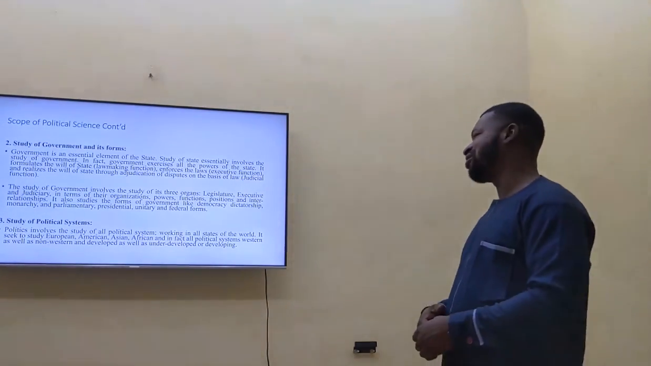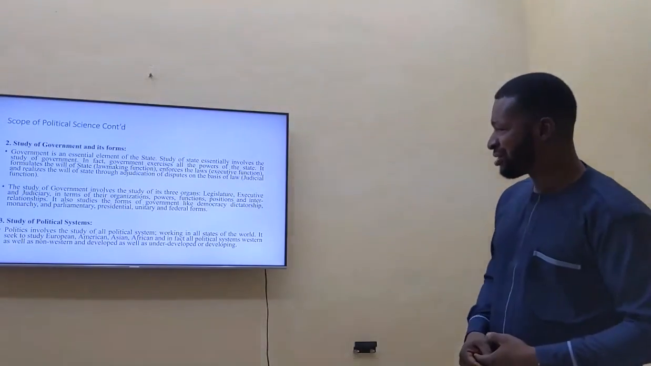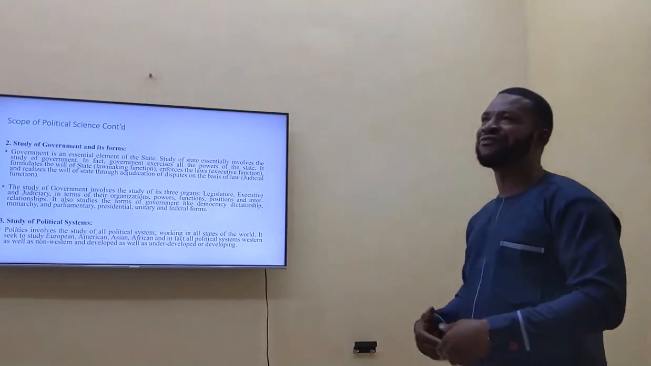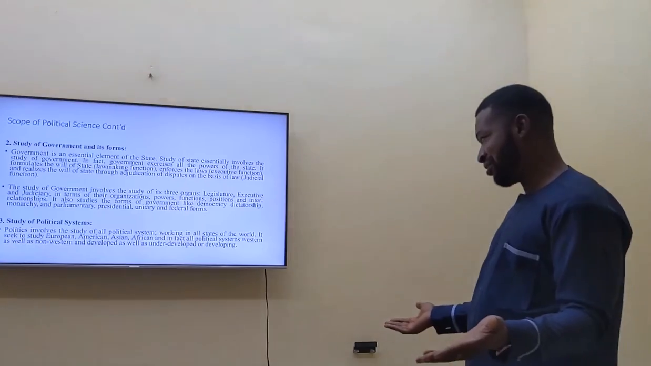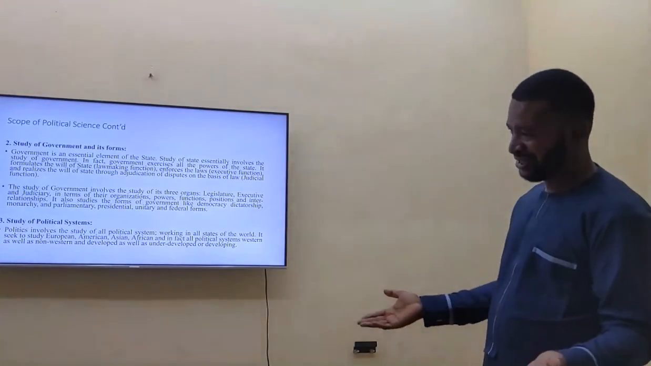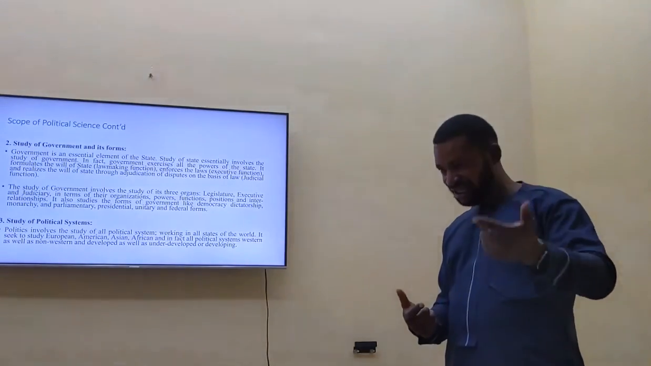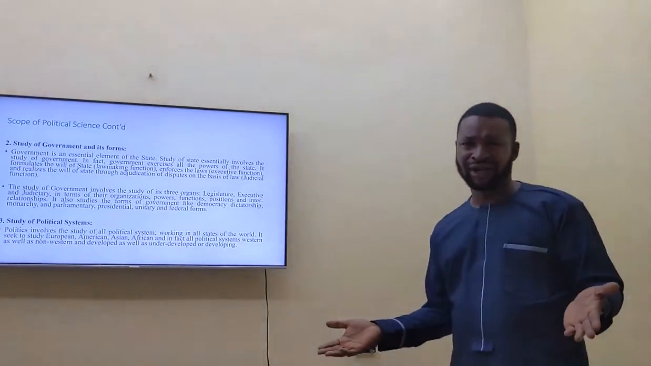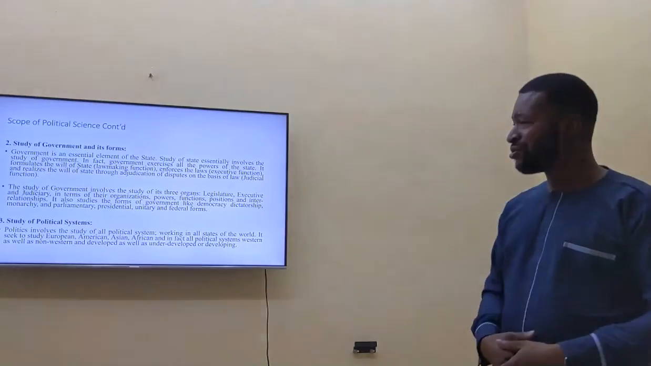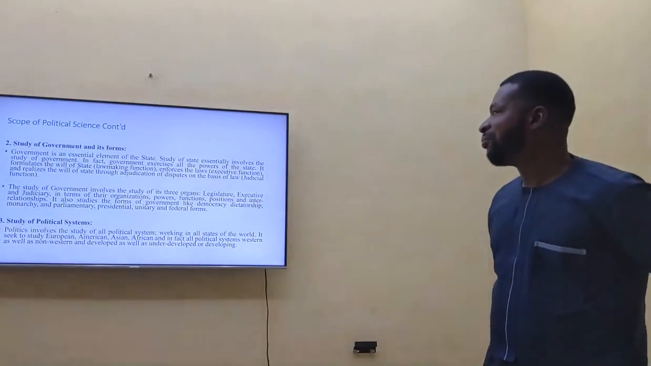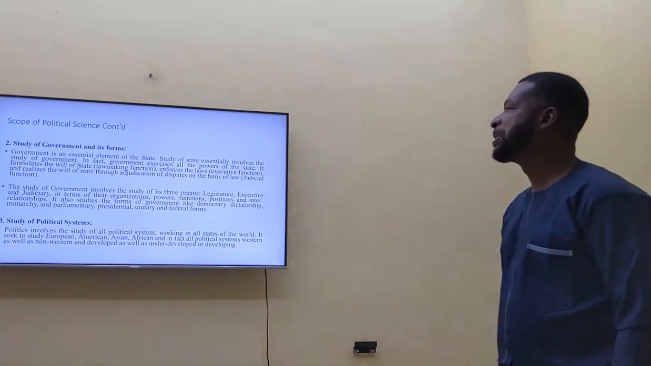Then another one is the study of the political system. Whenever you talk about political science, definitely you are going to talk about the political system being used. What system is practiced? Is it presidential, like I said? Is it using democratic form? The form of government being used. That's what the scope involves.